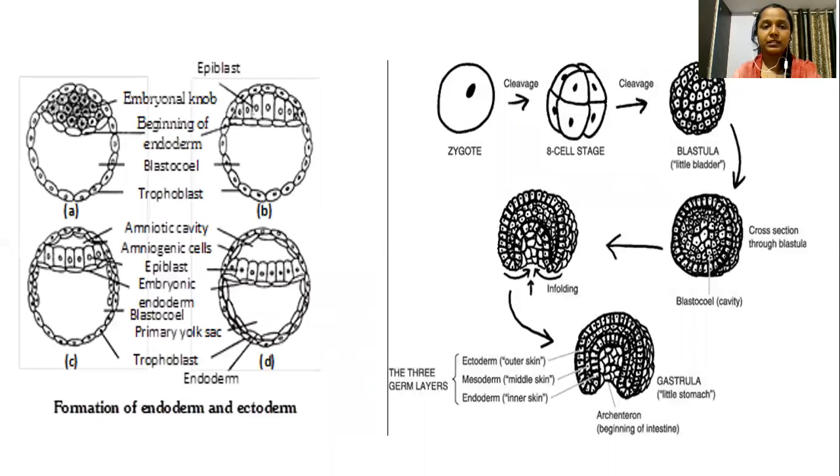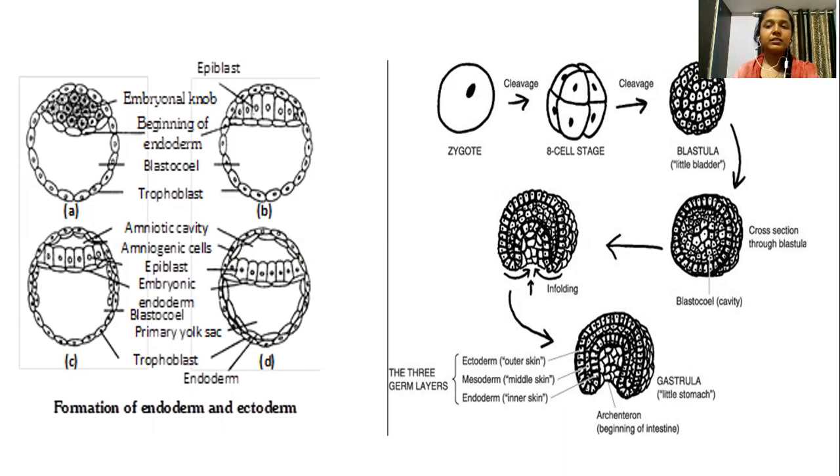How exactly does the formation of the endoderm and the ectoderm happen? As I explained in one of the previous slides, after the formation of the zygote, it will undergo cell division. In that, 2 cell, 4 cell, 8 cell, 16 cell, 32 cell division occurs. After that, there will be the formation of the blastula, which consists of blastomeres and the blastocoel.